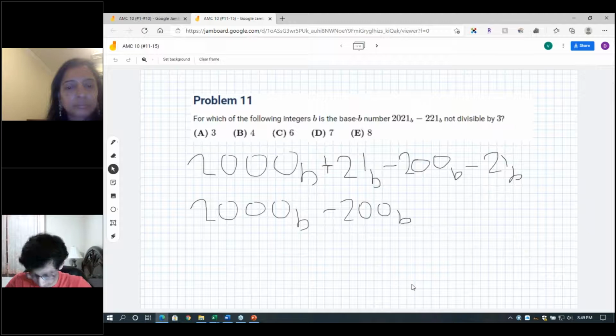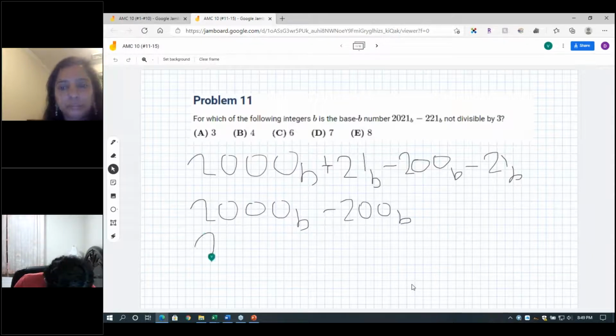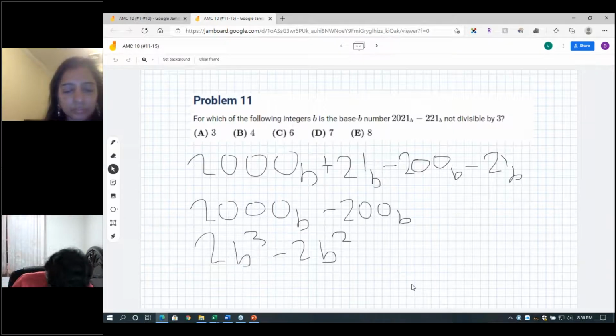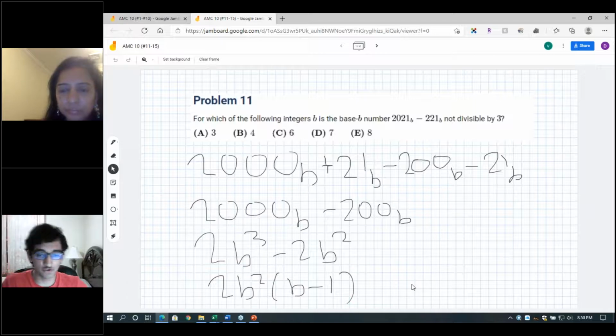So we can cancel out both 21 base b's to get a simpler equation. Now, using the base rules, we know that 2000 base b is just equal to 2 times b cubed, and 200 base b is 2 times b squared. Using that, we can simplify even further by factoring out 2b squared. We have 2b squared times b minus 1, and we need to know for which of the following integers that expression will not result in a number divisible by 3.